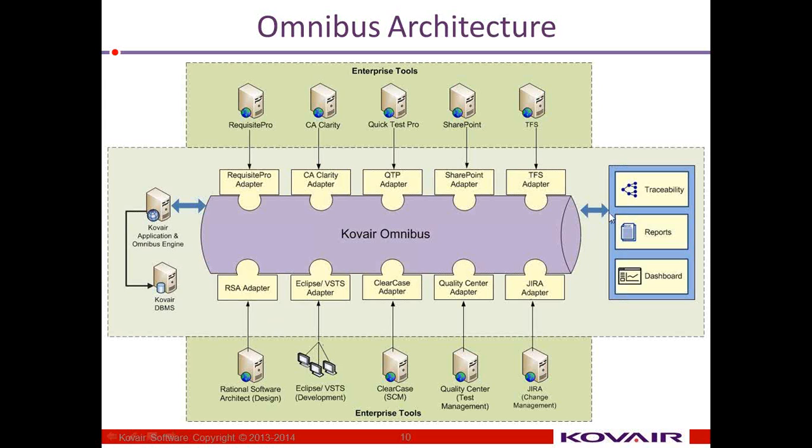And on the right-hand side we see that out of the consolidated data going through this Omnibus integration platform, we can use that data to create traceability, and a lot of reports and dashboards. These dashboards and reports always reflect the latest data as and when it changes in all these source tools.